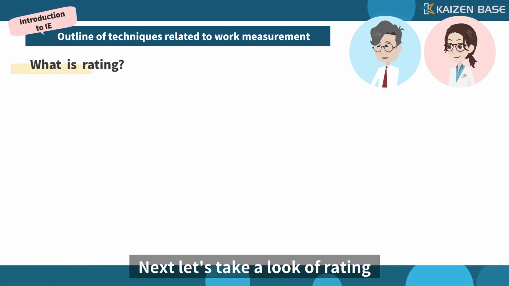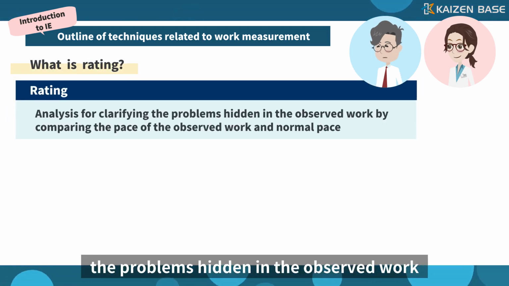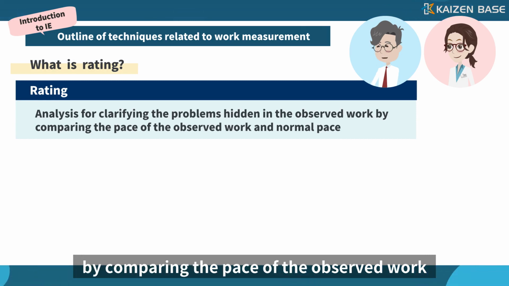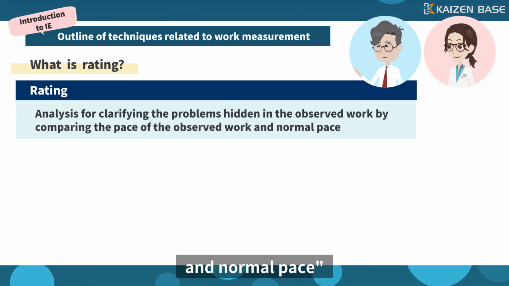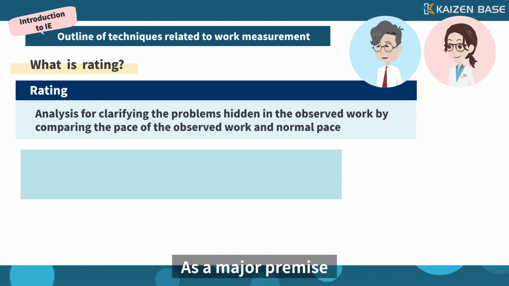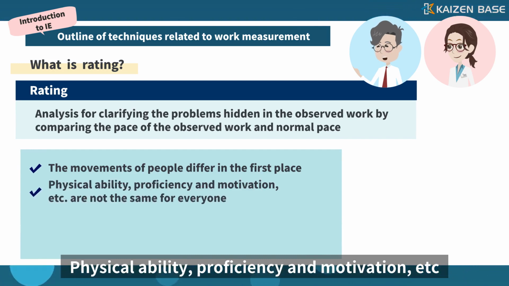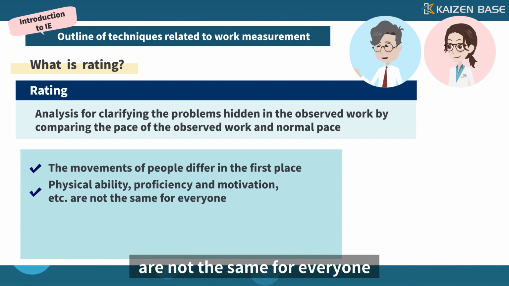Next, let's take a look at rating. Rating refers to the analysis for clarifying the problems hidden in the observed work by comparing the pace of the observed work and normal pace. Rating is also known as pace rating, or performance rating. As a major premise, the movements of people differ in the first place. Physical ability, proficiency and motivation, etc. are not the same for everyone.